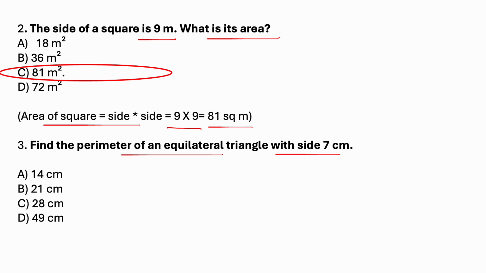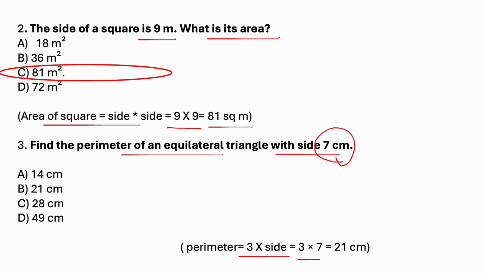The next one, find the perimeter of an equilateral triangle with the side 7 centimeter. Options are 14 centimeter, 21 centimeter, 28 centimeter, 49 centimeter. Do you know the formula for finding perimeter of an equilateral triangle? In an equilateral triangle, all sides are equal. So, perimeter is equal to 3 into side. Here side is 7 centimeter. So, 3 into 7. 3 sevens are 21. So, correct answer is 21 centimeter.